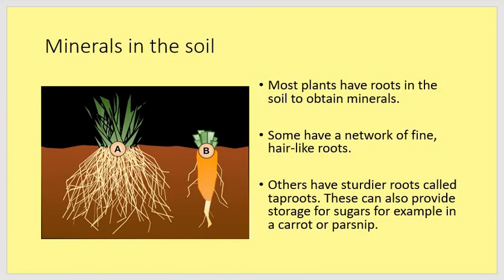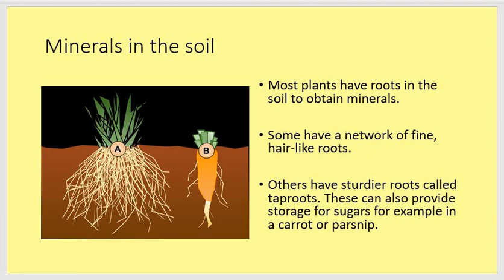Now, we've already talked about minerals in the soil. This is something you can't see just by looking at the picture, so it has to be a diagram. It's not easy to take photographs underground. You have two main types of roots. On the left, plant A is something similar to a grass, and they have long, thin roots, a bit like hairs. And they're long and thin, they reach a long way.